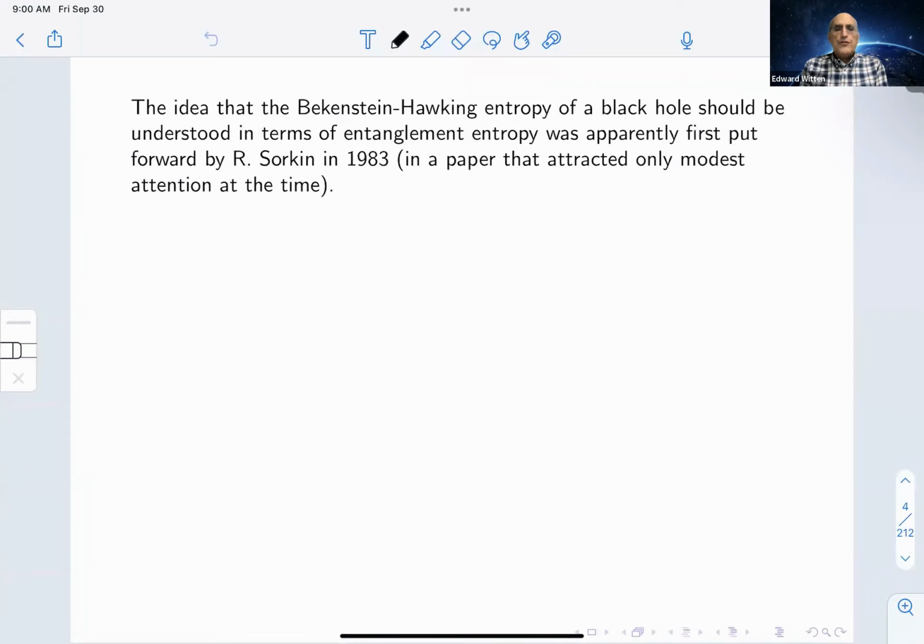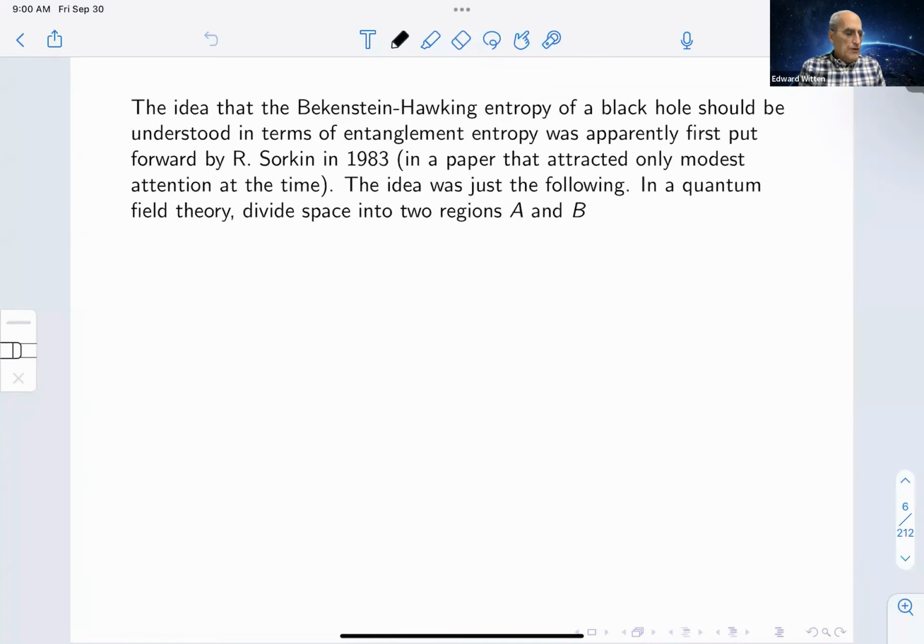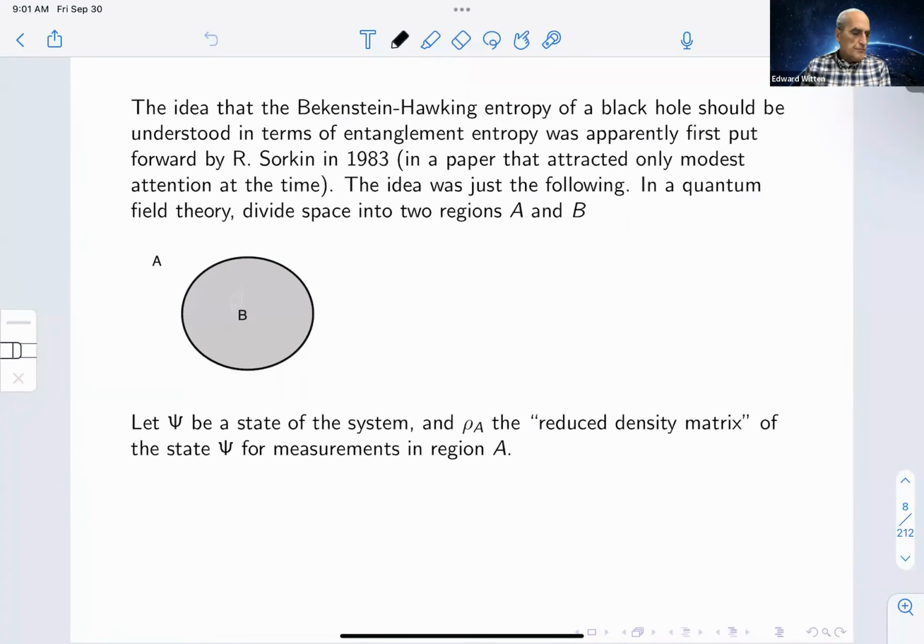Apparently it was first Raphael Sorkin who suggested that the Bekenstein-Hawking entropy of a black hole is some kind of entanglement entropy. Sorkin's idea was the following. In quantum field theory, divide space into two regions, A and B. In Sorkin's application, B is the region behind the horizon of the black hole, A is the region outside, but I'll make some general comments that would apply to any two regions.